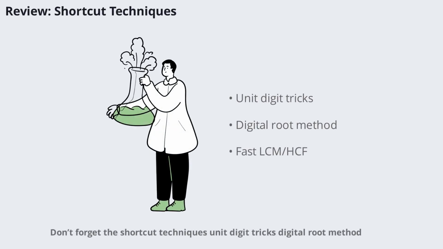Don't forget the shortcut techniques: unit digit tricks, digital root method, casting out nines, quick prime checking, and fast LCM HCF tricks. These methods are designed to save you time and reduce calculation errors. Make them part of your regular practice routine.